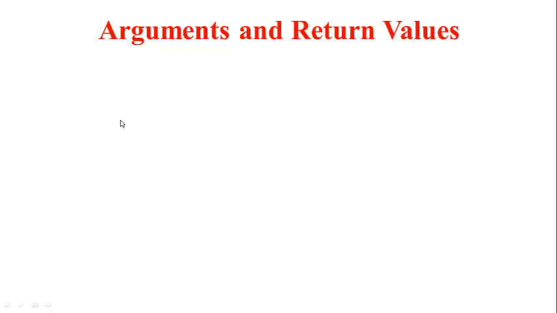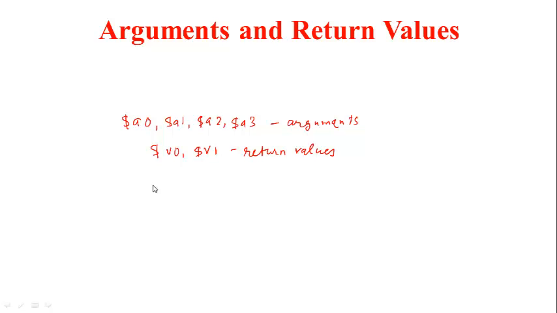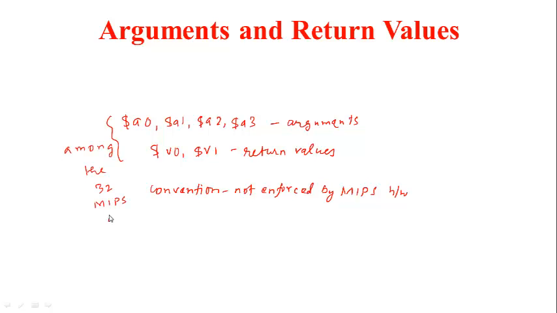Functions can have arguments and they can have return values as well. By convention, a set of registers are used for this. $A0, $A1, $A2 and $A3 are used to pass arguments to functions, and two registers $V0 and $V1 are used to pass return values from the function. Note that these are by convention and these are not enforced by hardware. These registers are also among the 32 registers in MIPS.